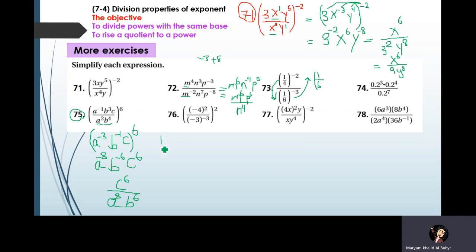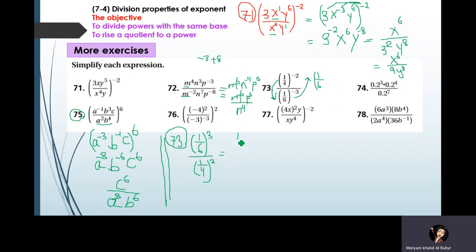Let me solve it in this area, because I need more space. For question 73, I will write directly the answer. 1 over 6, all this to the power 3. I moved it up because the power here is negative. The opposite, move it up. This one, because the power is negative, means it is not in its place. Move it down to make it positive. So that will be 1 over 4, all this to the power 2. Now you will try to distribute your power.